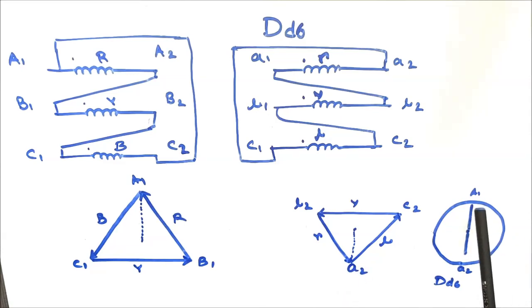So it is the minute needle. The HV side winding phase, that is capital A1, is the hour needle, and the LV side winding needle shows at 0 o'clock. So it is Dd6.